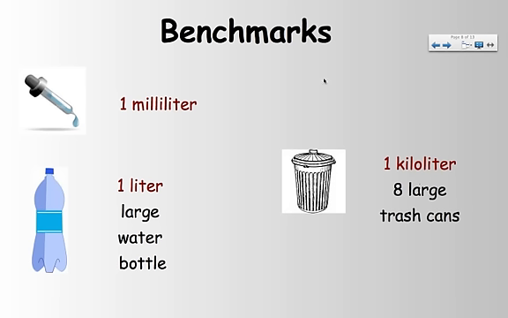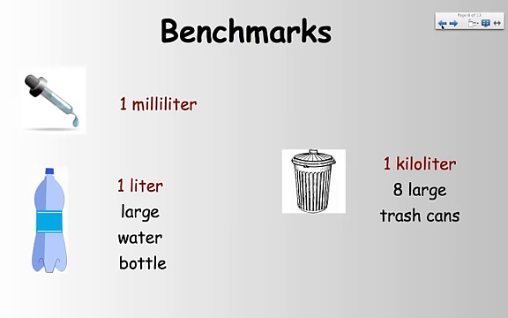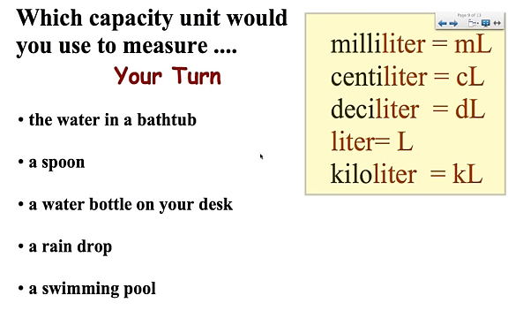On the next slide, it's going to be your turn, again, to determine which one of these measures you would use based on what you see here. Which capacity would you use to measure the water in a bathtub? Would you use a milliliter, centiliter, deciliter, liter, or kiloliter? And again, use your benchmarks from back on this page to determine which measurement you would use for these items.